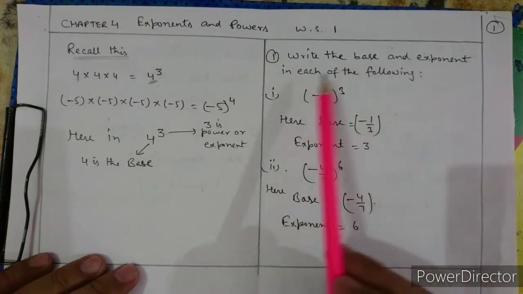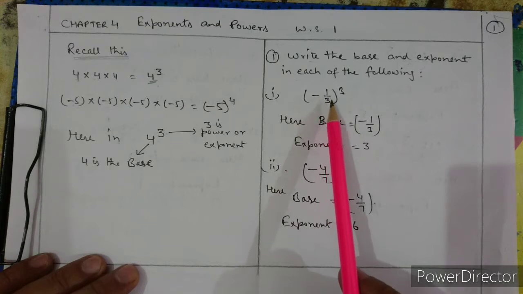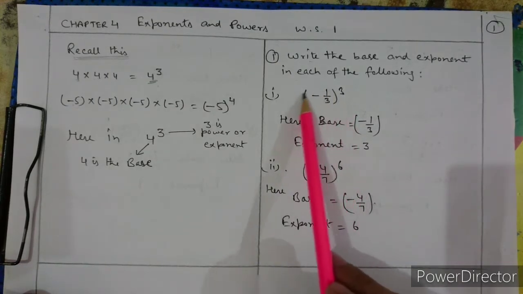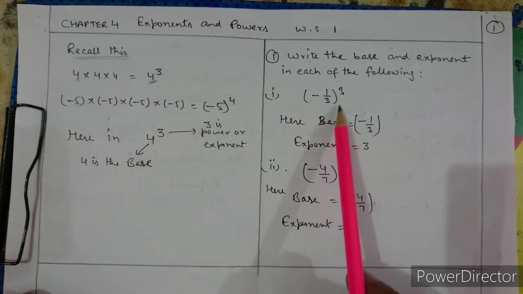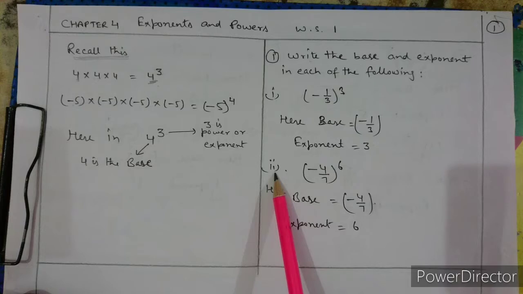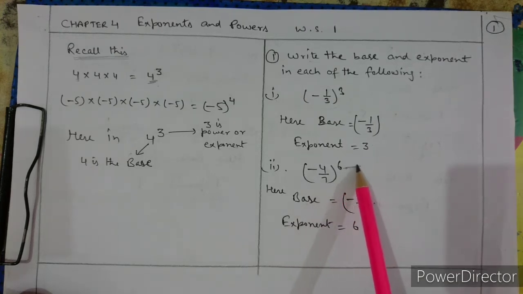Write the base and exponent of each of the following. First question is minus 1 by 3 raised to power 3. So here the base is minus 1 upon 3 and the exponent is 3. It's very simple. Second question is minus 4 upon 7 raised to power 6. Base is minus 4 upon 7 and exponent is 6. This is exponent. This is base.